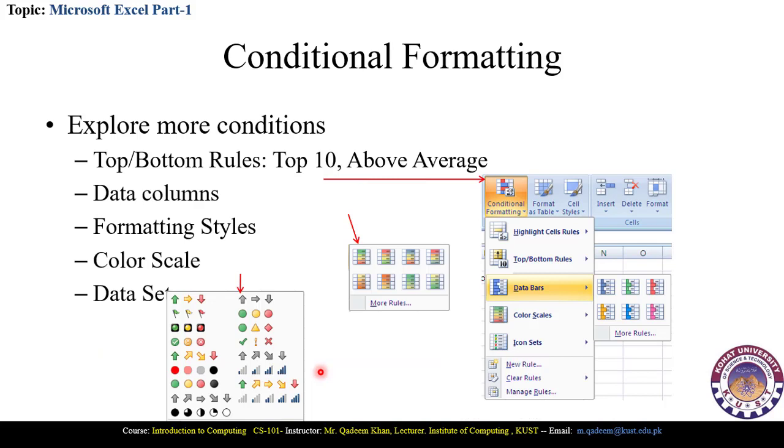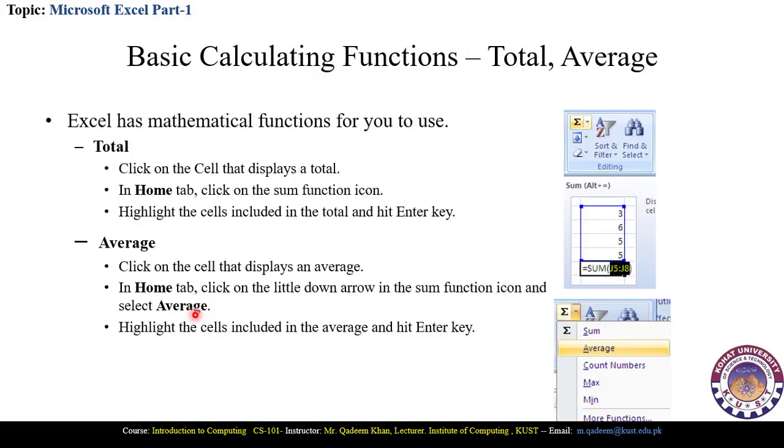There are other conditional formatting options, like Top/Bottom Rules, for example top 10 and above average. You can click on Conditional Formatting, then Data Bars, and this will be shown here. Also you can apply formatting styles, color scales and icon sets as well. This is very important because you need to understand these functionalities.